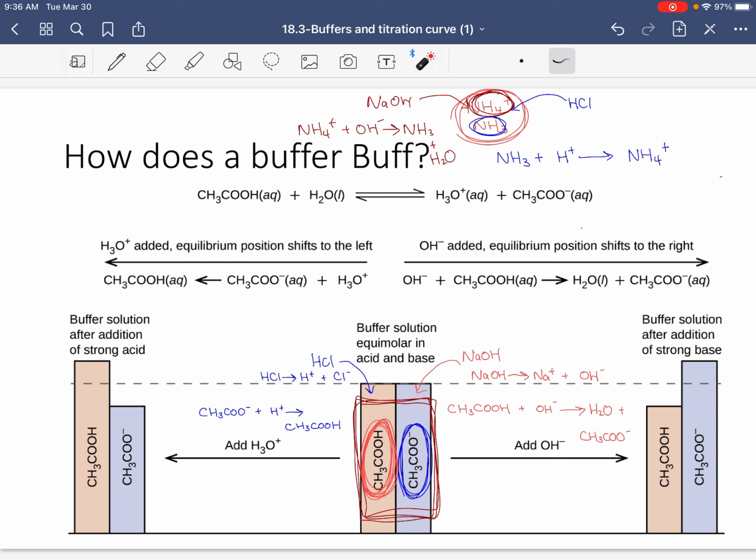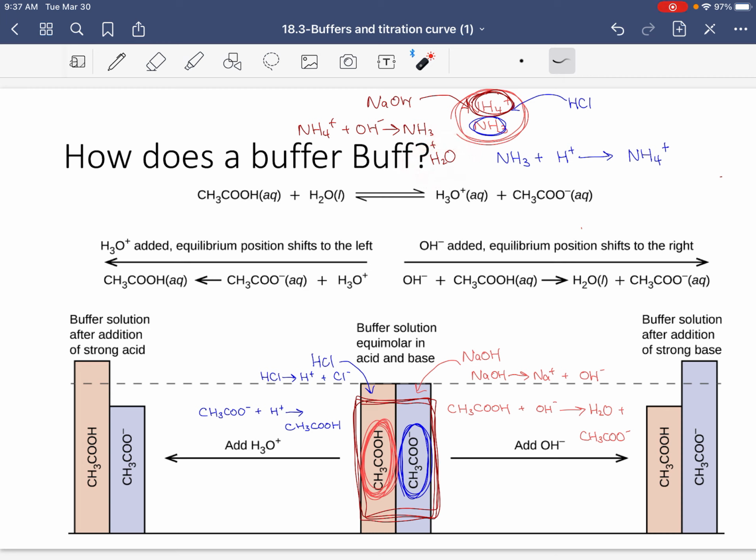But so if you add NaOH in there, okay, obviously you're adding OH minus. NH4 plus will say, hey, let me pick up those OH minus, okay, by accepting one of these protons to make NH3 and water.